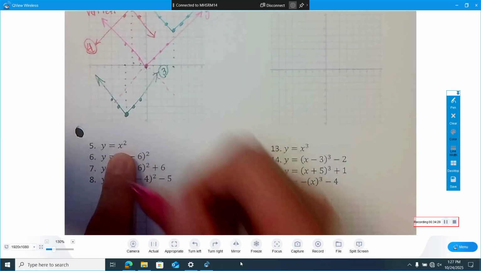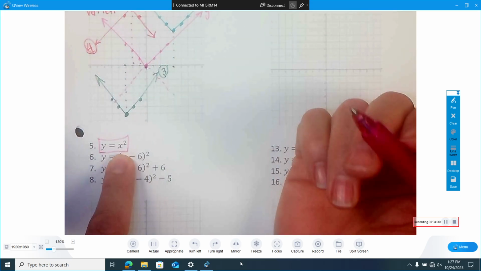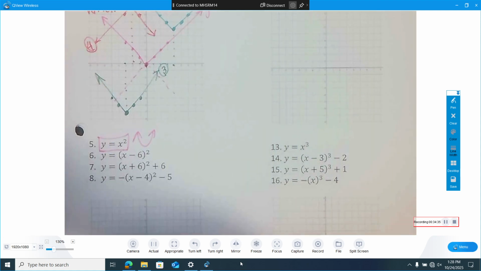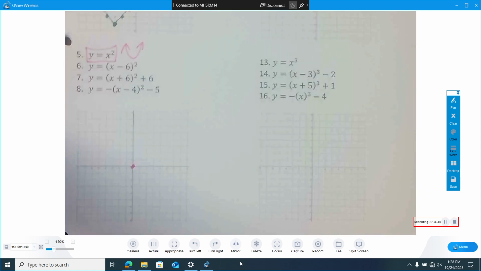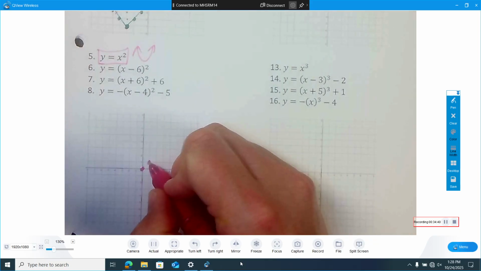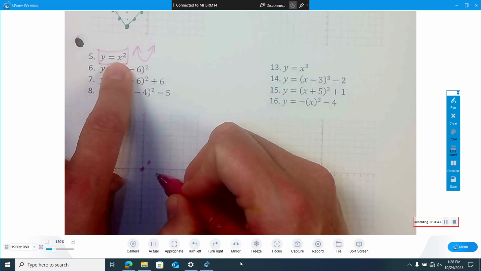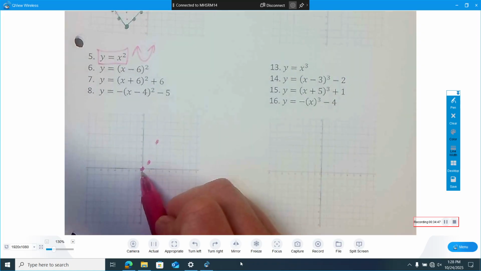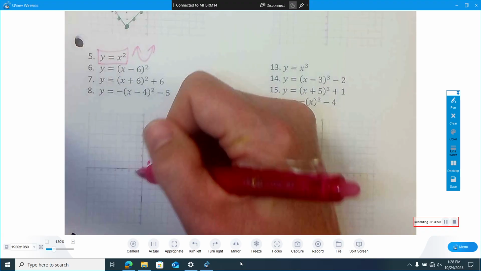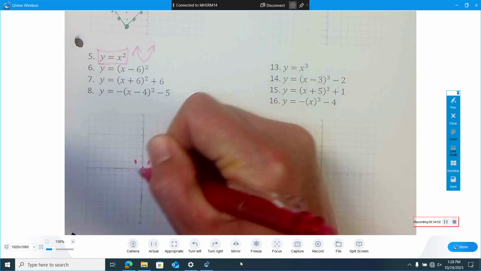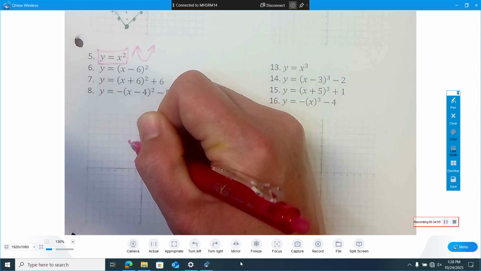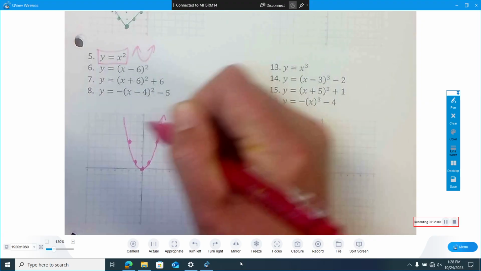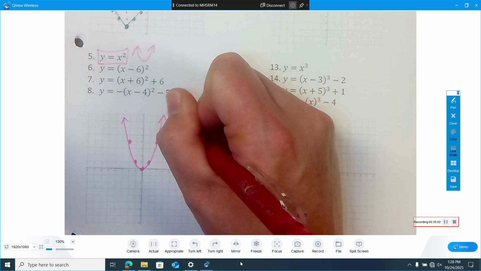Same thing. What shape is our parent function? Quadratic, a parabola. The parabola goes through the point 0, 0, 1, 1, and if I plug in a 2 and square it, we get 4. So 0, 0, 1, 1, and 2, 4, and -1, 1, and -2 times -2 also gives me the 4. So there is my parent function, a beautiful parabola, and that is y equals x squared.